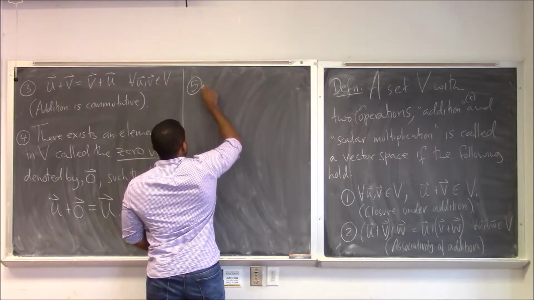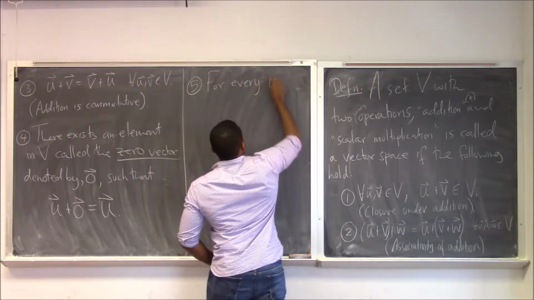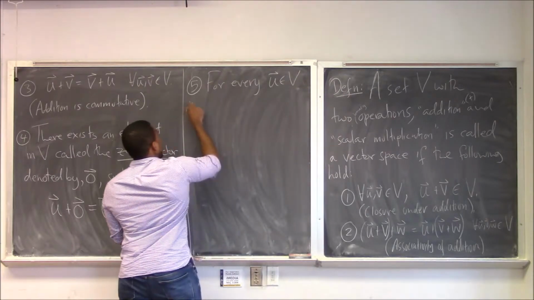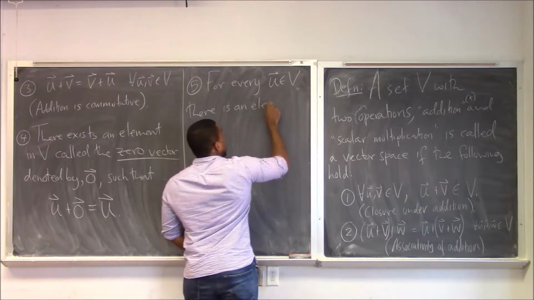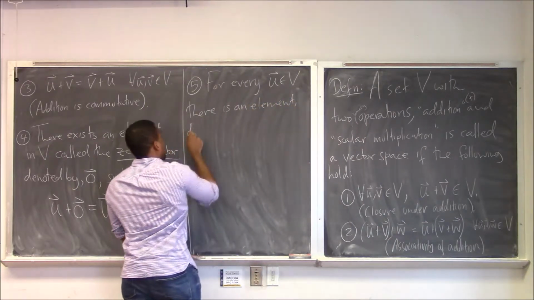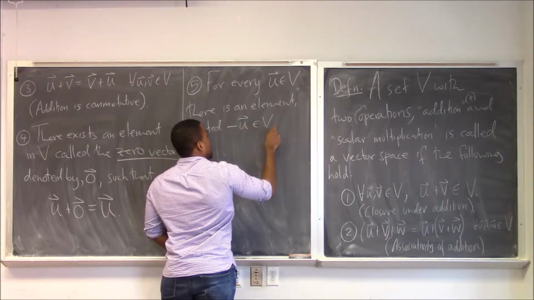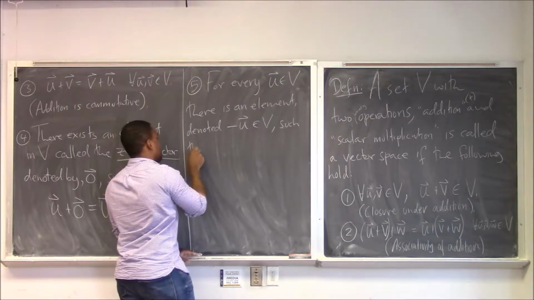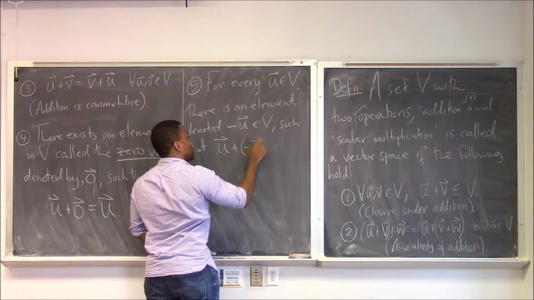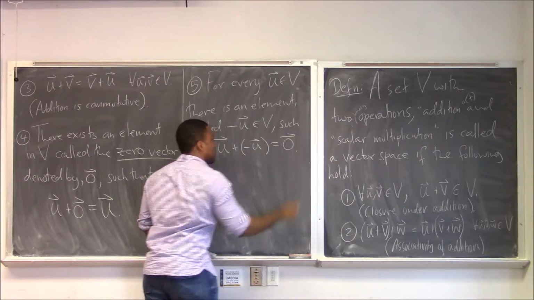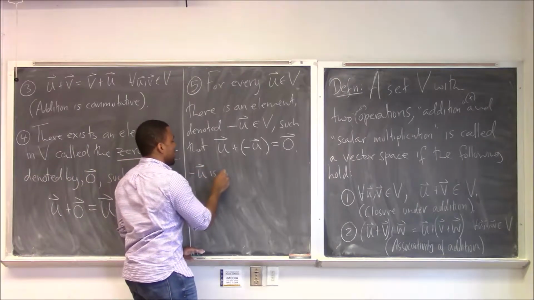Five. For every U in V, there is an element denoted minus U in V such that U plus minus U gives us the zero vector. Minus U is called the negative of U.